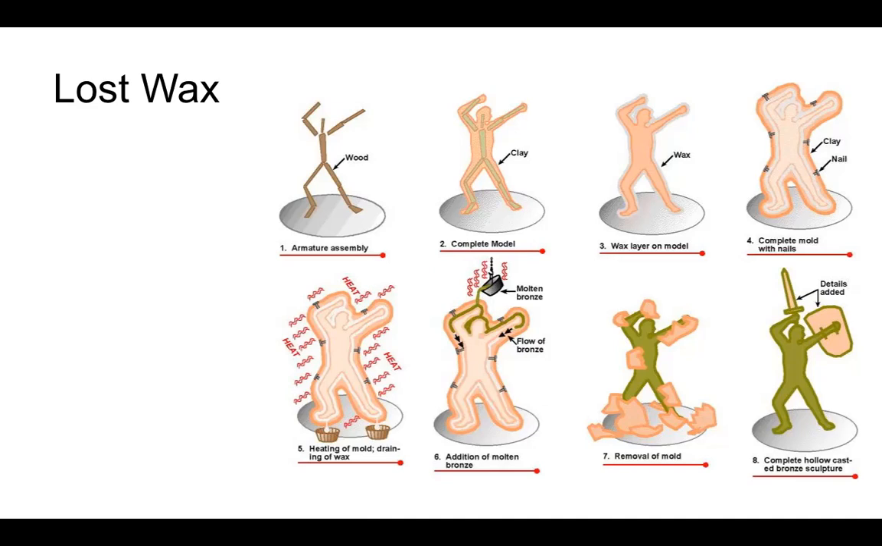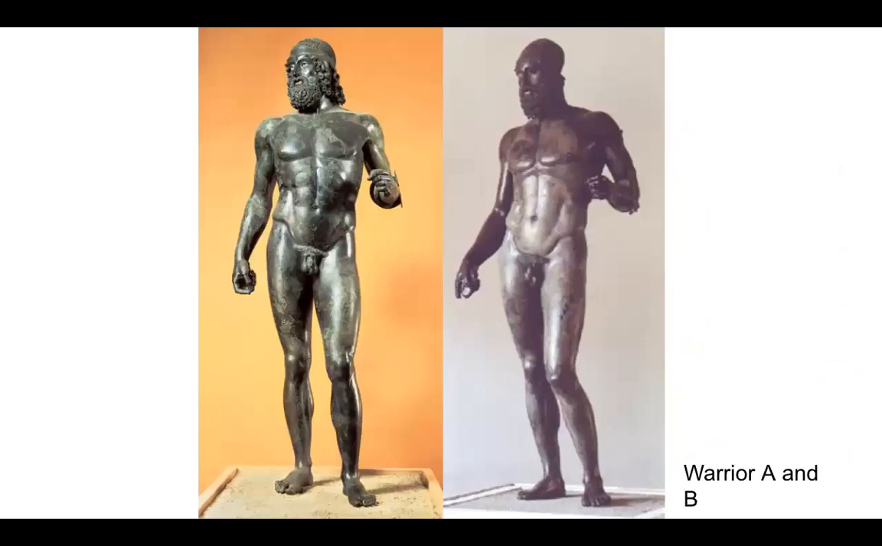And so basically they would melt the wax and then pour molten bronze in, and then they would crack the outer shell, and then they'd have a hollow bronze figure, because you would use less material if it was hollow, right? You would use less bronze. And so there's not a lot of these.